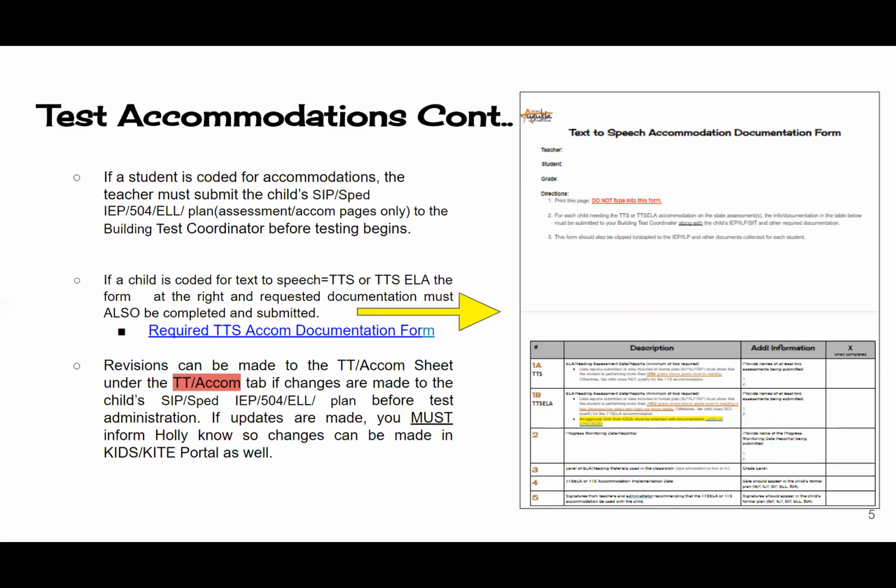Revisions can be made to the test type accommodation sheet under the TT Accom tab if changes are made to the child's IEP plan before testing administration begins. If updates are made, you must inform me so I know that those changes need to be made in the KITE portal as well.